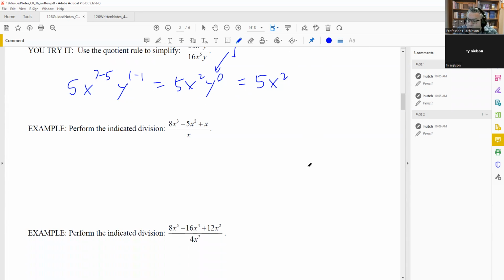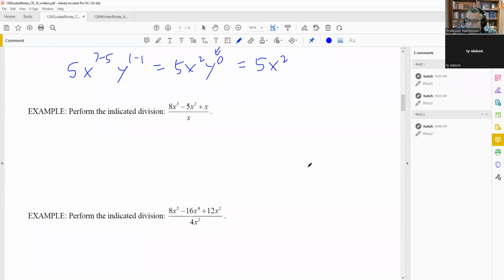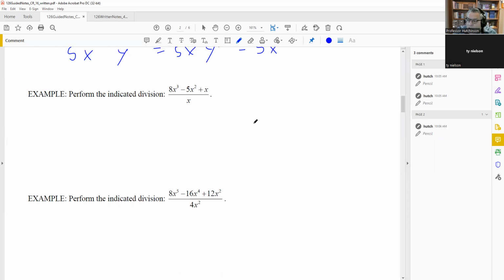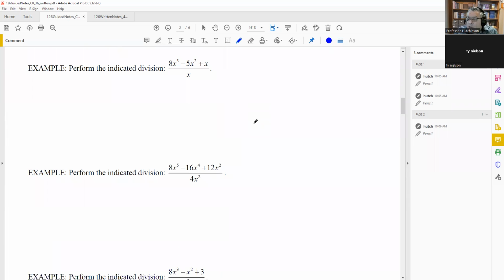Okay, now continuing on, we're going to be doing these kinds of problems here. So these are other ones that are in this section. Now for these, the best way to do this kind of problem is to take everything on top and divide it by whatever you have on the bottom. So I'm going to do 8x cubed divided by x, minus 5x squared divided by x, plus x divided by x. Because there's only one thing on the bottom, we are allowed to do that. So everything on top gets divided by the x.